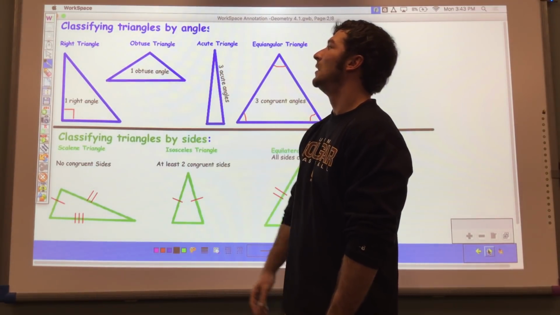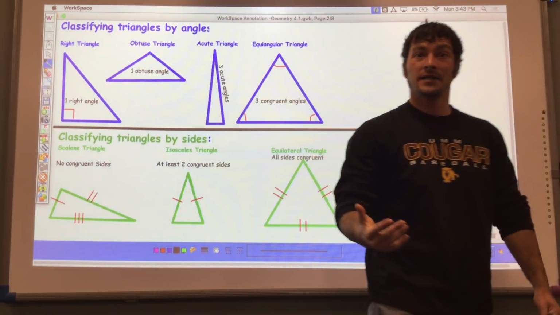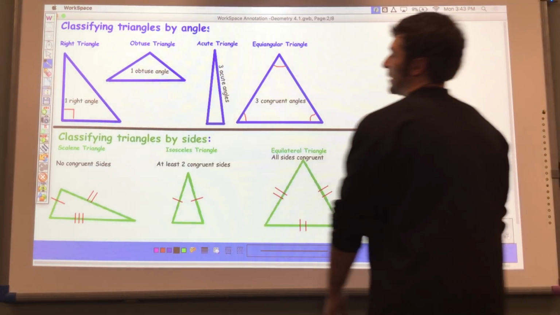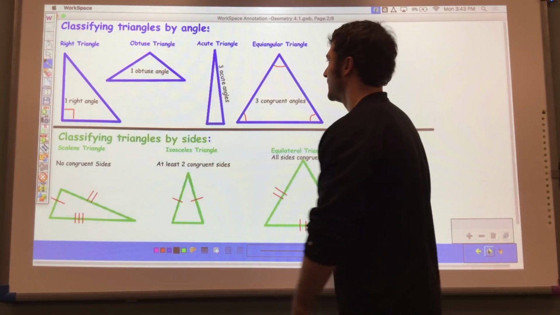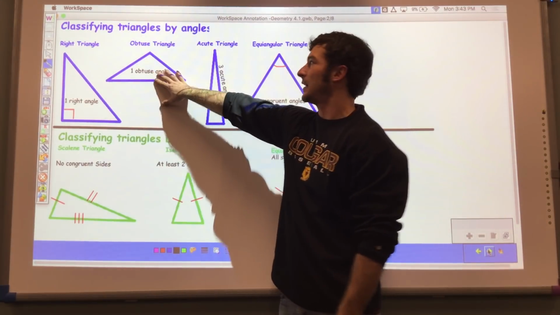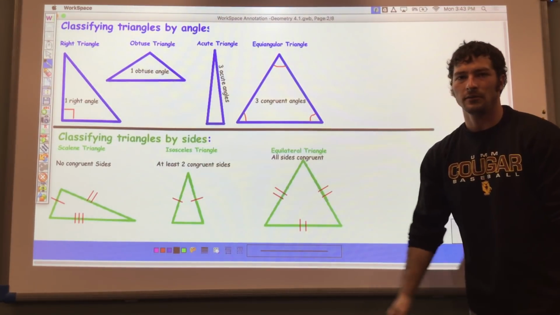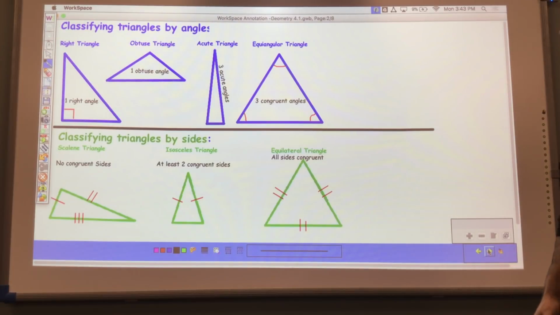Obtuse triangle is going to have one obtuse angle. Later you'll find out it's actually impossible for a triangle to have more than one obtuse angle. An acute triangle will have all three angles acute. Again, acute being less than 90, obtuse being greater than 90, so this would be that obtuse angle. And then equiangular triangle, which again, you should be familiar with that term. That is when all three angles are congruent.